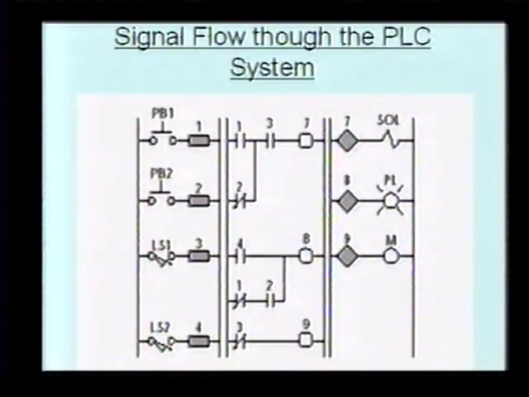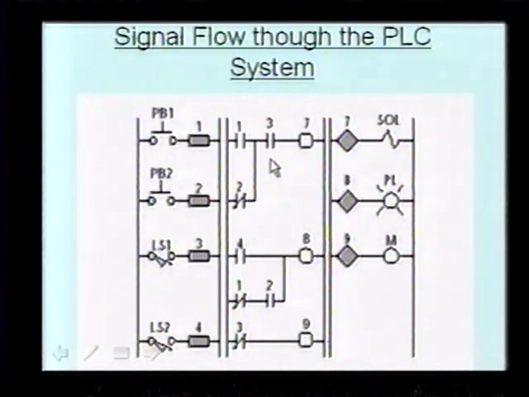Signal flow through the PLC. In this example, you've got your inputs, your outputs over here, and internal logic in here. If 1 is pressed and 3 is closed, so that's closed right here, then this would be on. If 3 is closed and 2 is not pressed, it's open, then it's just going to latch itself on.